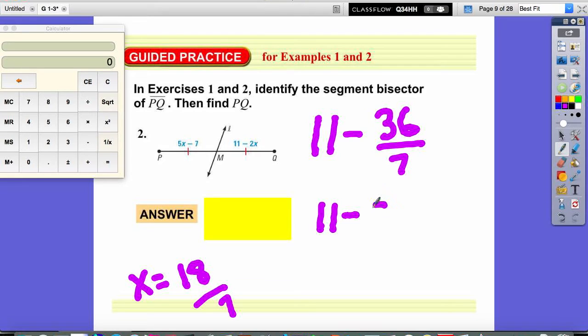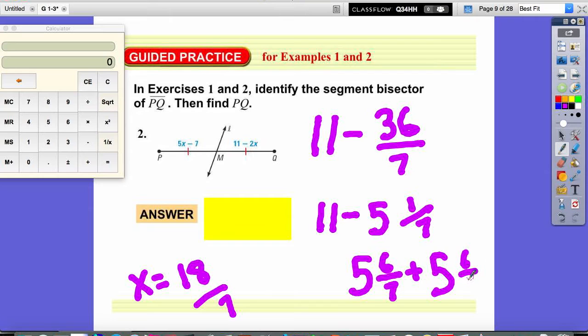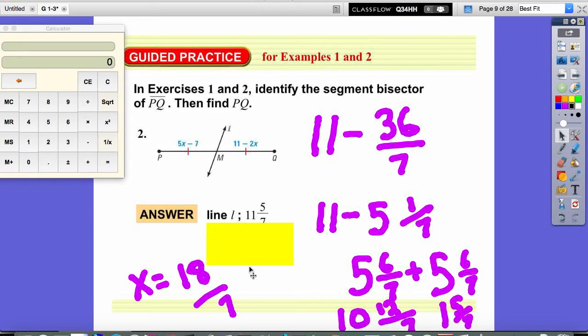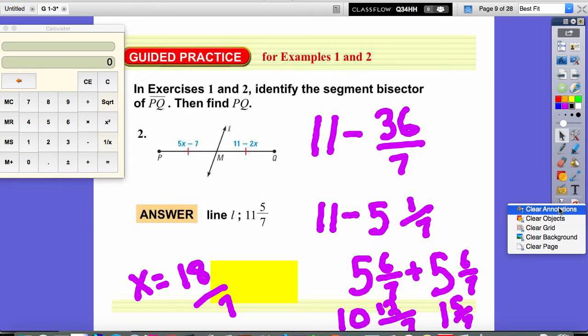7 goes into 36 5 times with 1/7 left over. So 11 minus 5 would be 6, but I also need to subtract 1/7. So that's 5 6/7 is one side. 5 6/7 plus 5 6/7 is 10 12 sevenths. So 7 goes into 12 one time with 5 left over. So 10 plus 1 5/7 is 11 5/7. Line L is the bisector. 11 5/7 is the total length of the segment.